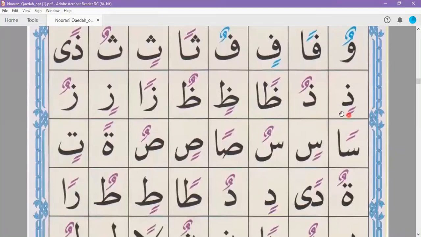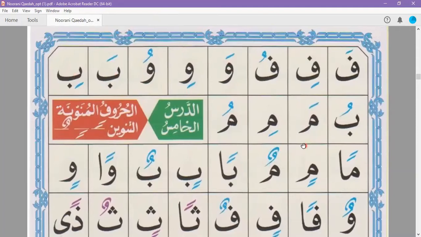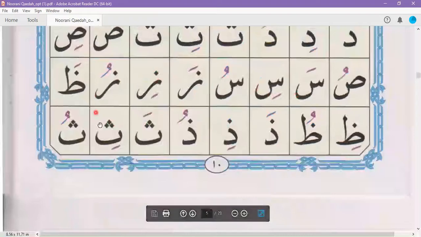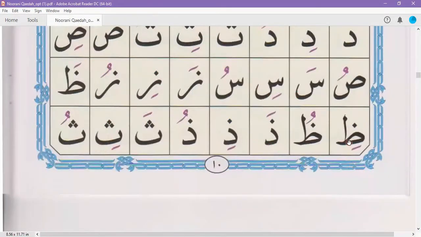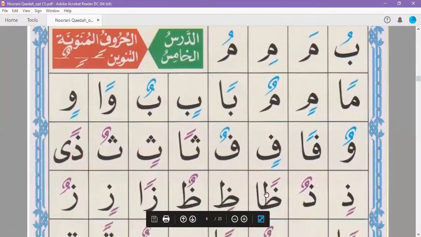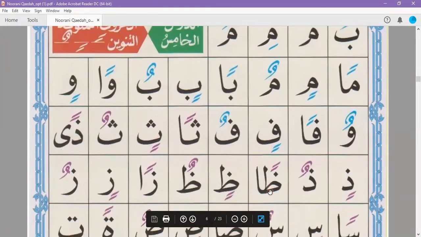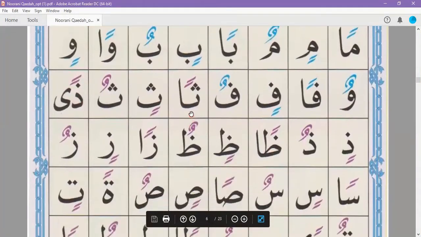And from sa, dal, dha, we're going the opposite way. Before we did fa, waw, ba, and mim. Now we're doing mim, ba, waw, and fa, the opposite way. And then we're going sa, then dal, and dha, like that. It's the same thing, the opposite way. Okay, so these are also the tongue letters.